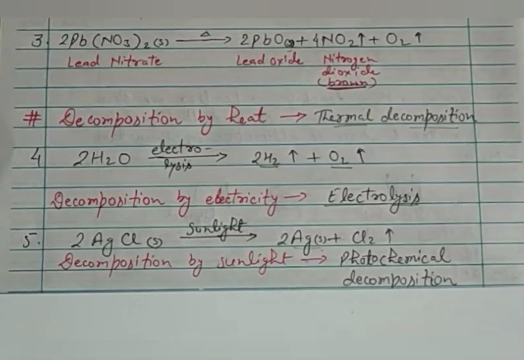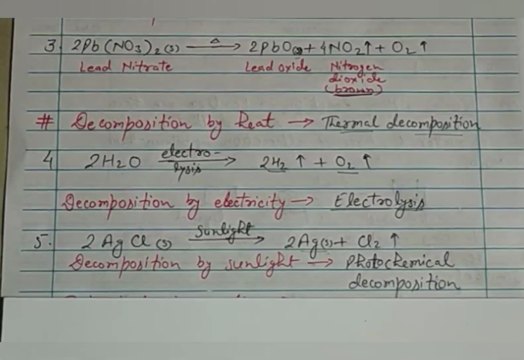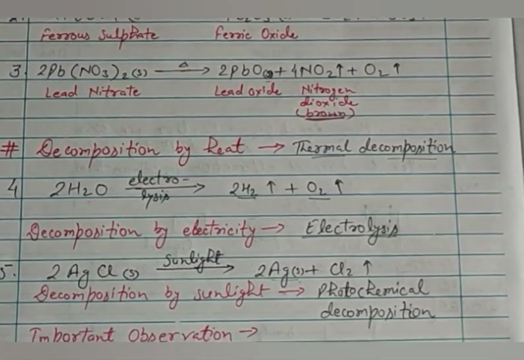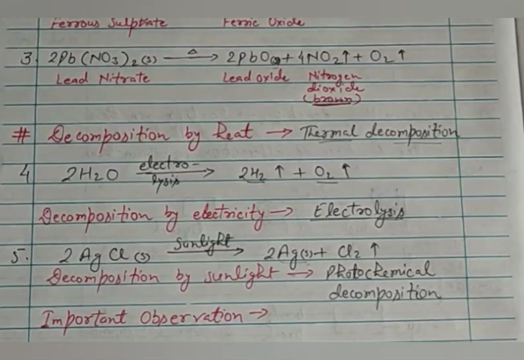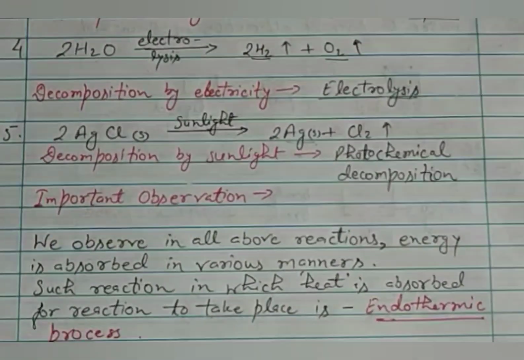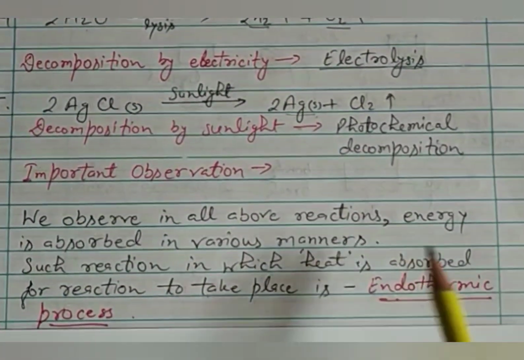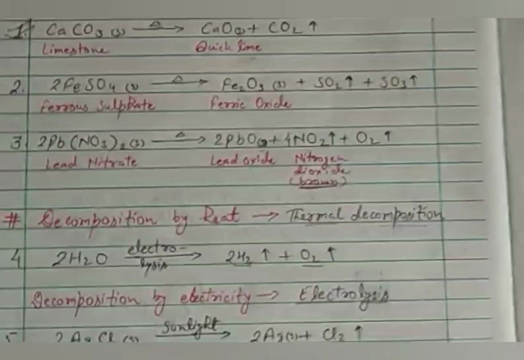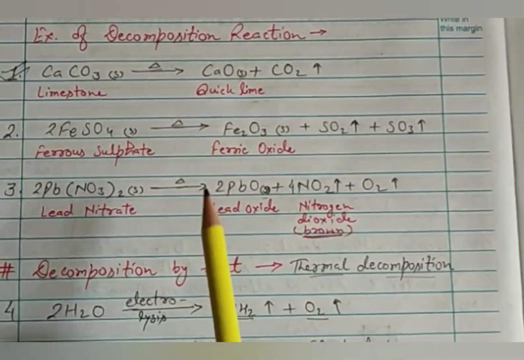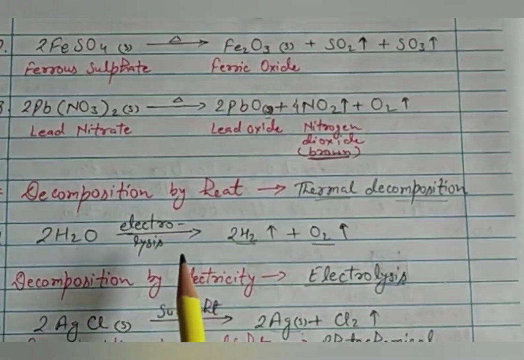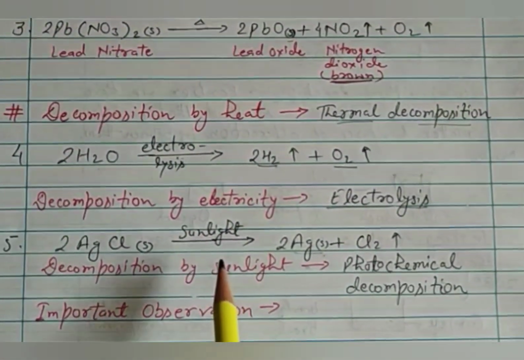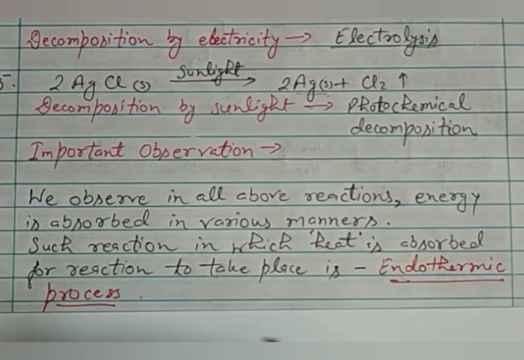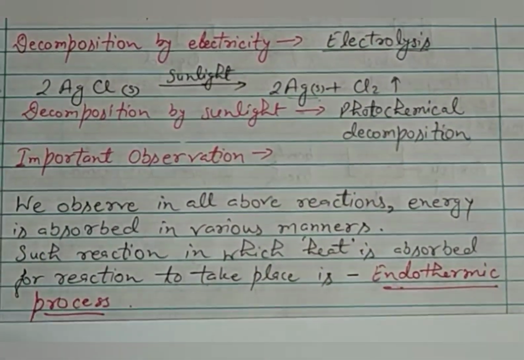Now, one more important thing we have observed, what do we observe in these reactions? The observation is very important, that in all the above reactions, energy is absorbed in various manners. For example, in the above reactions, heat was provided. Then here electricity was given, and here sunlight was used. So somehow some energy is used in the form of heat, electricity or sunlight, or you can say light energy also.